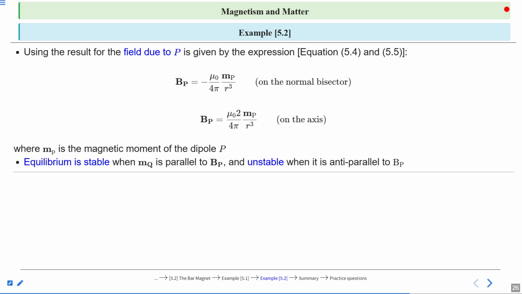Equilibrium is stable. Now, this is an important point. Equilibrium is stable when MQ, the magnetic dipole moment of the other magnetized needles, that is Q1, Q2, Q3, so we have generalized it with Q only, is parallel to the magnetic field produced by P. And equilibrium is unstable when the magnetic moment of the other needles is anti-parallel to the magnetic field produced by the P needle. Got it?